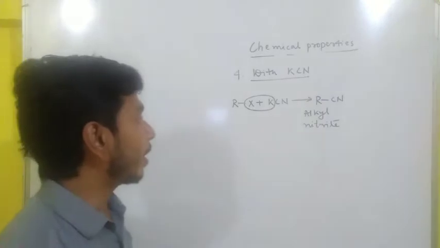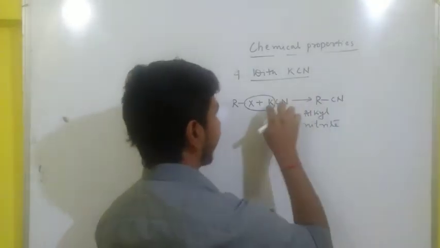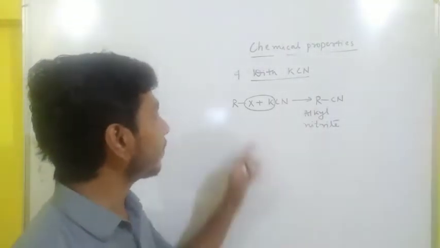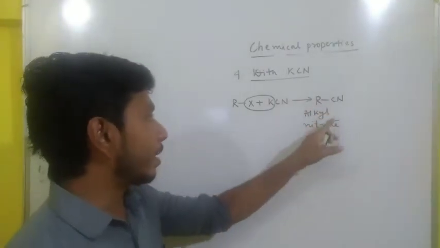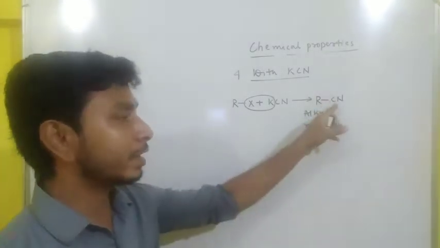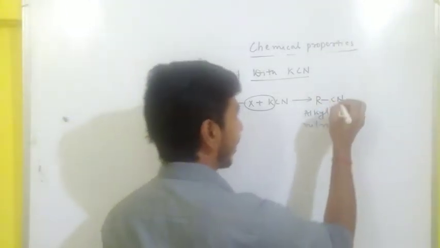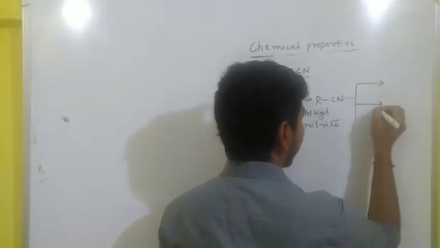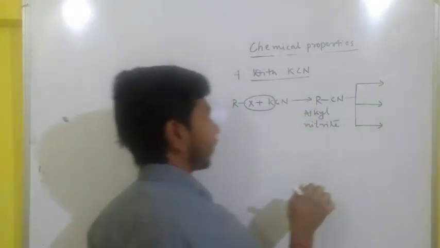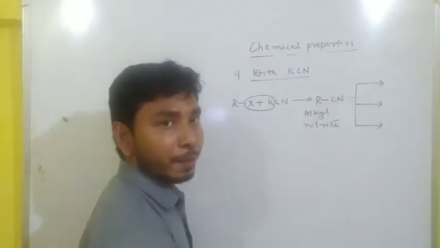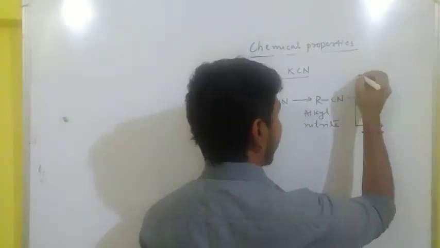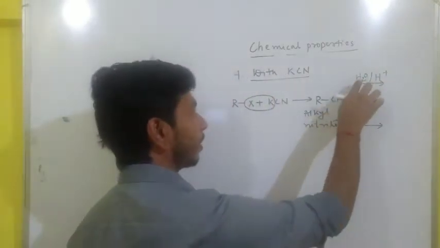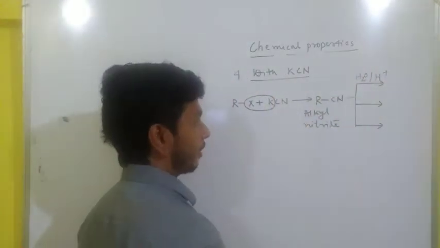Alkyl halide plus KCN gives alkyl nitrile plus KX. KX is the side product. Now from this alkyl cyanide we can produce 3 different products upon 3 different conditions. First, alkyl cyanide upon hydrolysis.